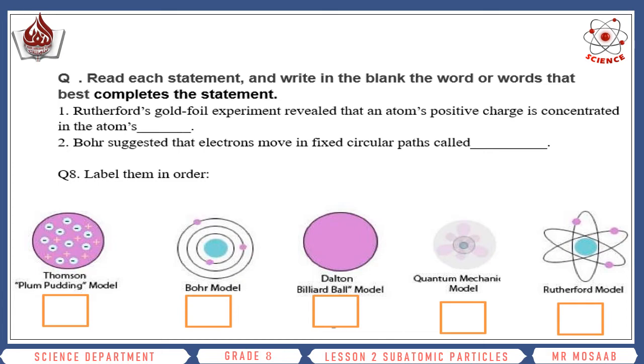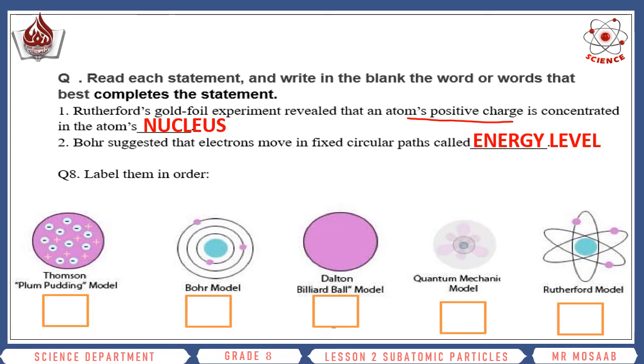Now for this question, Rutherford's gold foil experiment revealed an atom's positive charge. An atom's positive charge is concentrated in the atom's what? In the atom's nucleus, in the atom's center. The positive charge is concentrated in the center of the atom, which we call nucleus. Bohr suggested that electrons move in fixed circular paths, called energy levels.